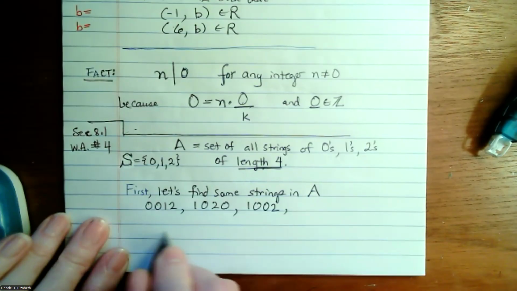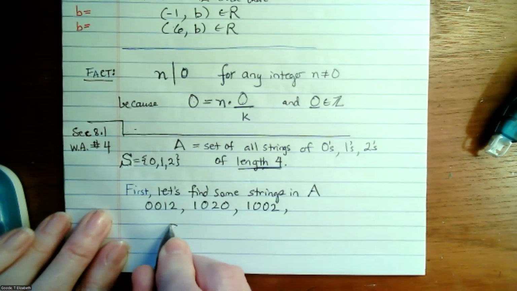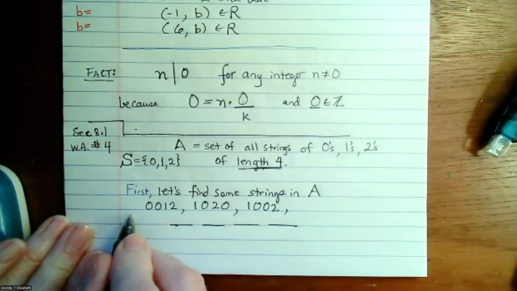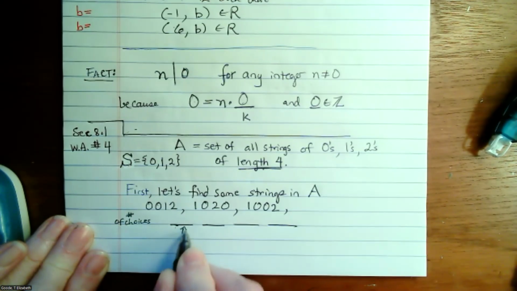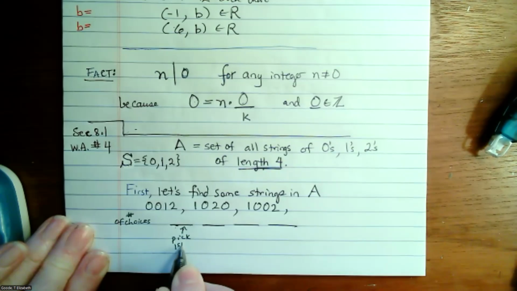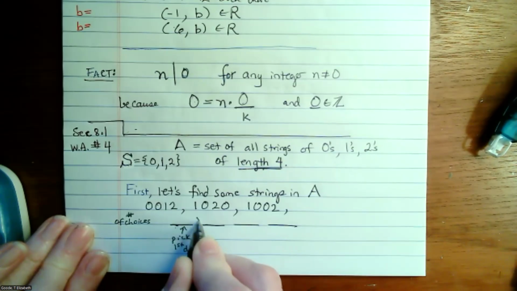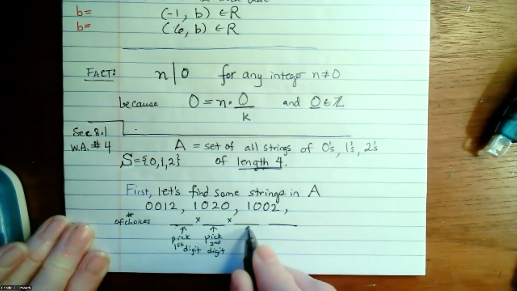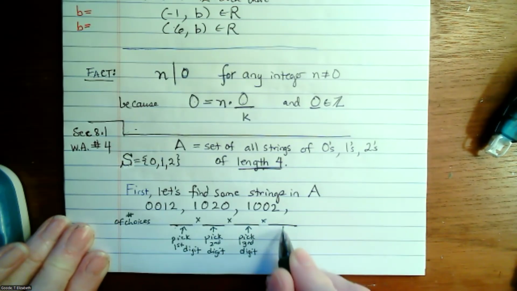In fact, we can count how many strings there are in this set. Let's just see how many choices we have. We have to pick the first digit, and then we're going to pick the second digit, and it's the multiplication principle in play as we count how many strings we can build using this alphabet with 0, 1, and 2. How many choices do we have when we're picking each digit?